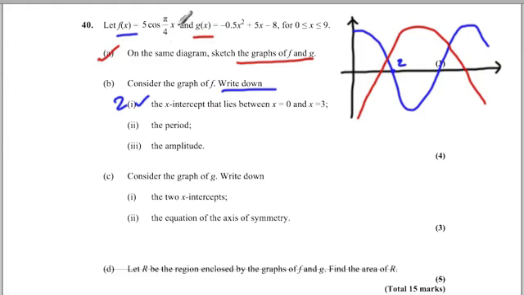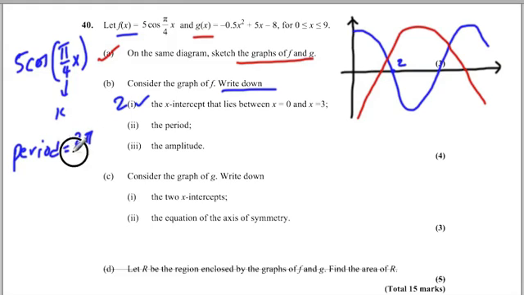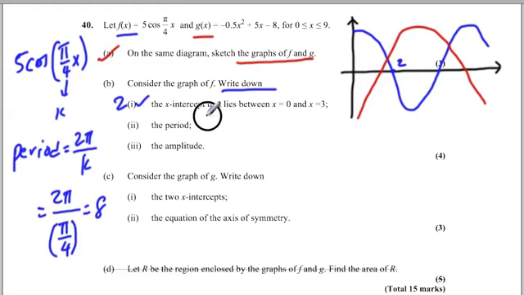The period. The period is easy. This is our k value right here. So this is 5 cos of pi over 4x, so this is our k value. If you remember, period is equal to 2 pi over k. So it's equal to 2 pi over pi over 4, right? So this is equal to 8. If you just do this calculation, you'll see that it's equal to 8. So the period here is 8. The amplitude is clearly 5. So that's easy.